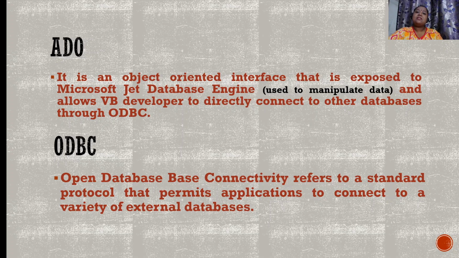So using the database engine, you can do manipulations to the data. You first have to connect your ADO through your Microsoft Jet database engine, and it allows VB developers to directly connect to other databases through ODBC. As I told you, if it is going to be Microsoft Access, you don't need ODBC, just go via the Microsoft Jet database engine and then connect to MS Access.